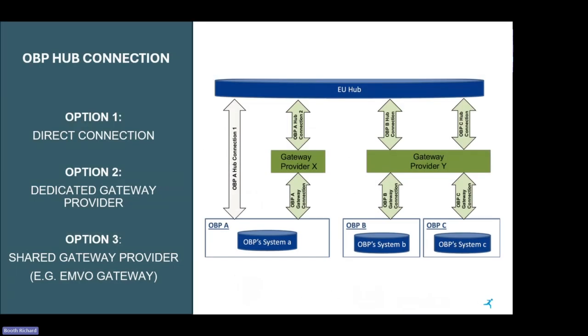So let's start at the most basic level in terms of hub connections. Ultimately, you can connect to the EU Hub in one of 3 ways. That's either a direct connection via a dedicated gateway provider, or alternatively via a shared gateway provider, such as the EMVO gateway.